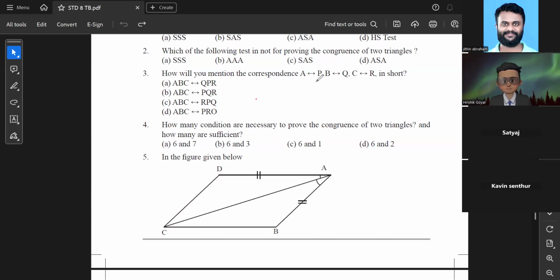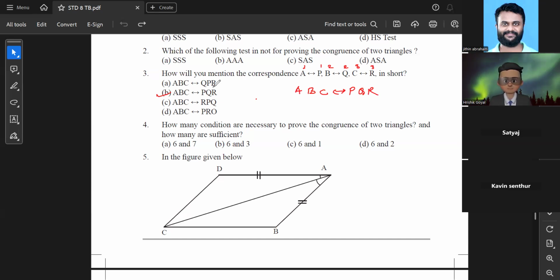How will you mention the correspondence of A to P, B to Q, and C to R? So I'll write A, B, C. Then उसी सीक्वेंस में A पहला है ना. So this is 1, तो इसको भी 1 दूंगा. इसको 2 है तो इसको भी 2 दूंगा. इसको 3 है तो इसको भी 3 दूंगा. So I'll draw the arrows. First letter will be P, second letter will be Q, and third letter will be R. Got it?